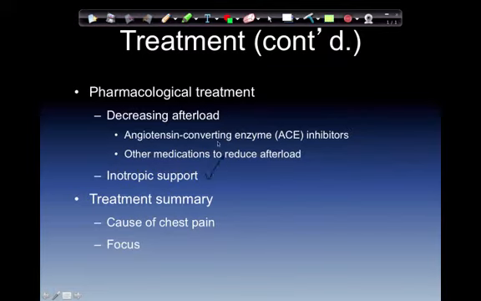This means that we're going to make the heart beat harder, faster, or stronger. Dobutamine is an easy inotrope because it doesn't really increase the heart rate. It increases the contractile force strength. So, treatment summary, we should always reevaluate the cause or what we think the cause of the chest pain is. And then focus on that and try to get ahead of the physiology.